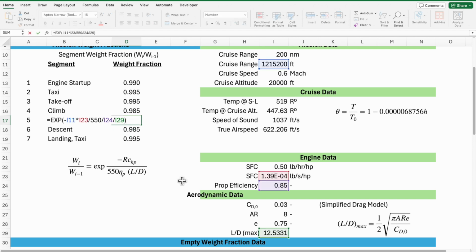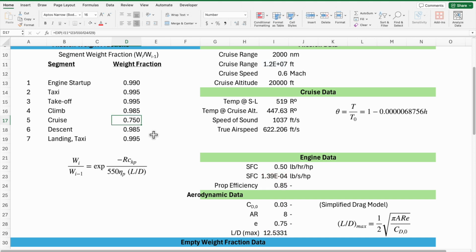Now this seems strangely high. I can see the issue here. I have a cruise range of 200 nautical miles. That's not very far. I think in my original I had planned to write 2,000. So we get 2,000 nautical miles. We can see that that number decreases quite a bit.